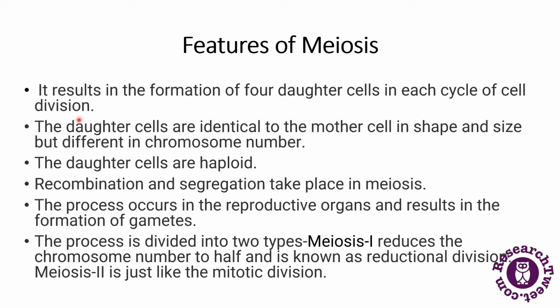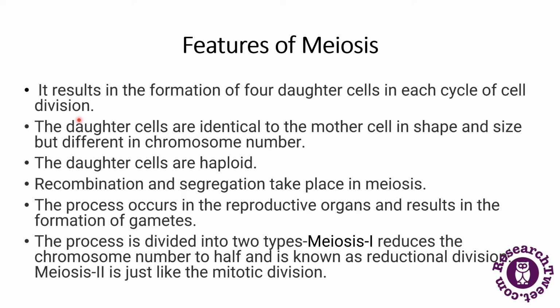The daughter cells are identical to the mother cell in shape and size, but they are different in chromosome number, because the chromosome number is half. Then recombination and segregation also take place in meiosis.